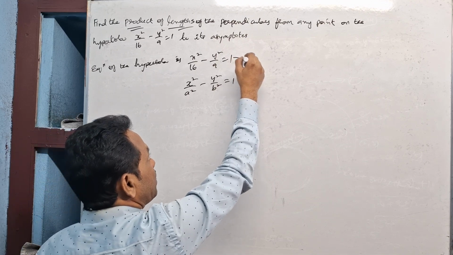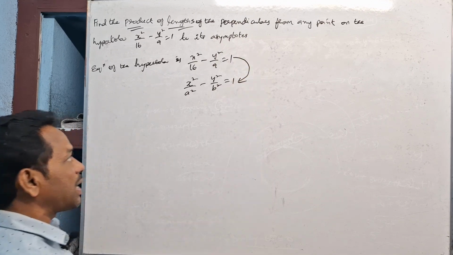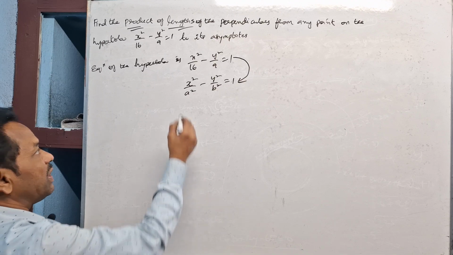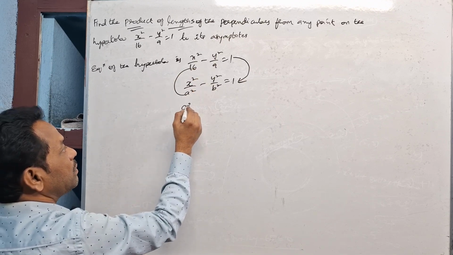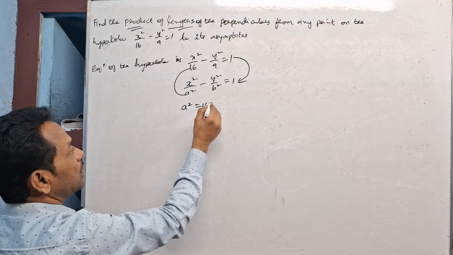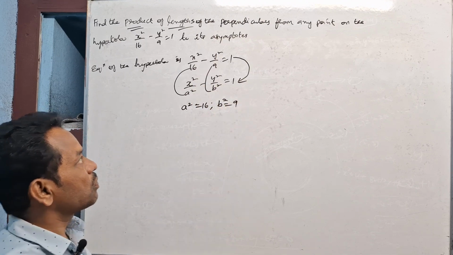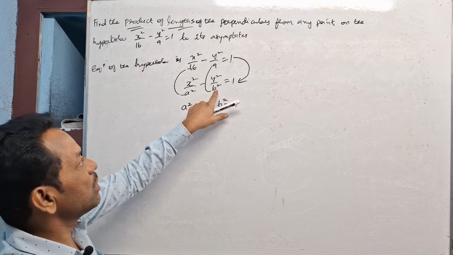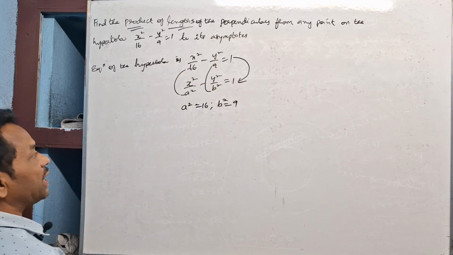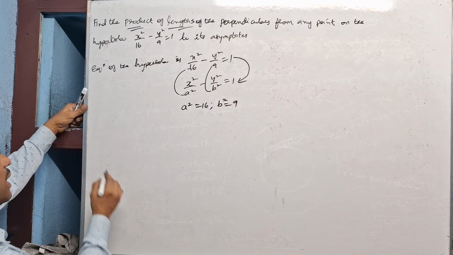Now let us compare our hyperbola with the standard form. Then we'll get a square equal to 16 and here b square equal to 9. So the value of a square is 16 here, and b square equal to 9. So we need the product of the lengths of the perpendiculars.